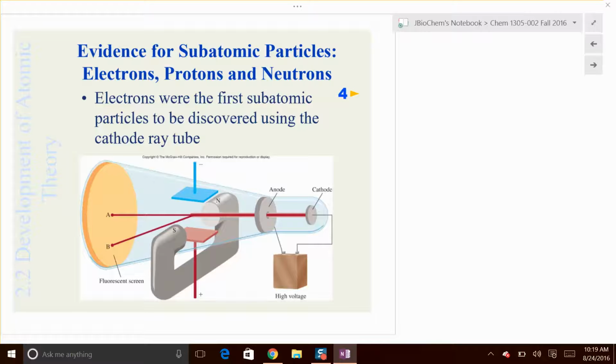An electron, right? Would an electron be attracted to a positive charge? Mm-hmm. Would it be deflected by a negative charge? Yep. So he's like, oh, wow, this thing gets deflected by a negative charge. It gets attracted by a positive charge. Let's call it an electron.